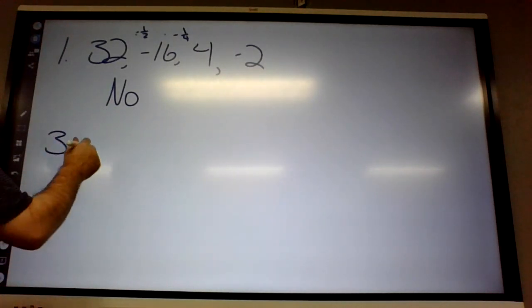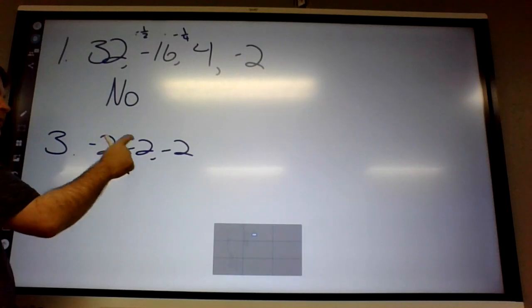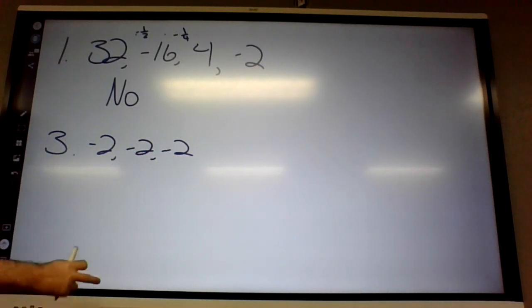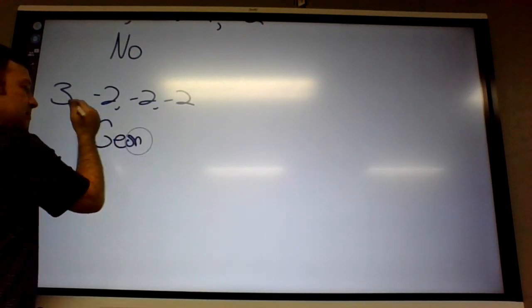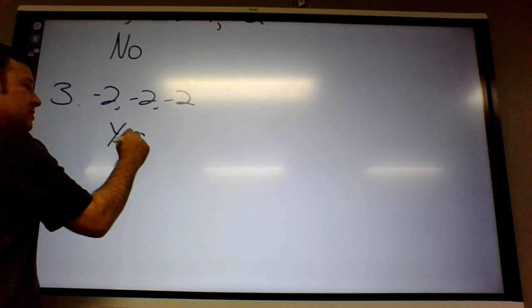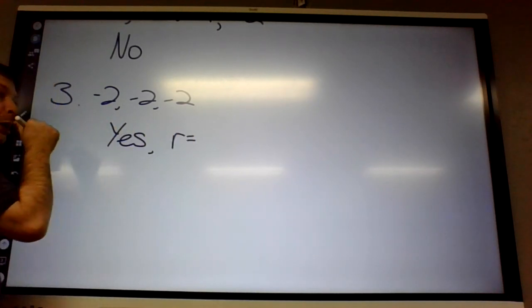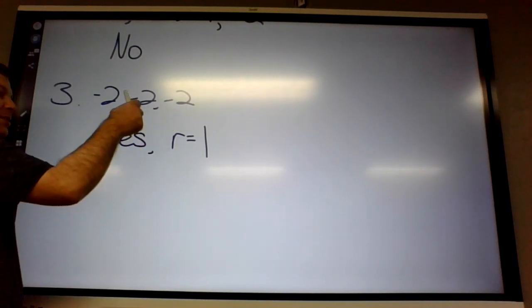Okay, number 3 just says -2, -2, -2. What do we multiply to get from there to there to there? 1. So is it a geometric sequence? Yes. We're just supposed to say yes or no. What's the common ratio? 1. If you're not sure what the common ratio is, you just do the second one divided by the first one, or the third one divided by the second one.